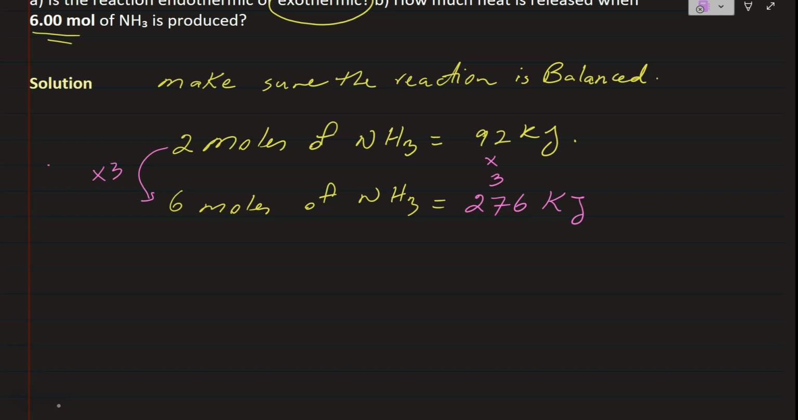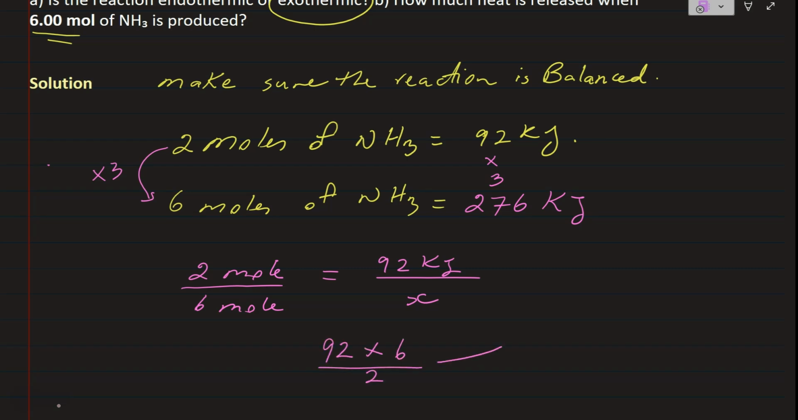Now, there's another way of doing it. You can actually say if 2 moles gave you 92 kilojoules, then 6 moles will give you how much kilojoules? Okay, the energy release. Well, same idea again. You basically do 92 times 6 divided by 2. That's another way of doing it. If you want to do that, 92 times 6 divided by 2 will give you that back. This is actually the ratio calculation if you want to do that, or you can do it intuitively that way. Excellent. So that's the answer to this one.